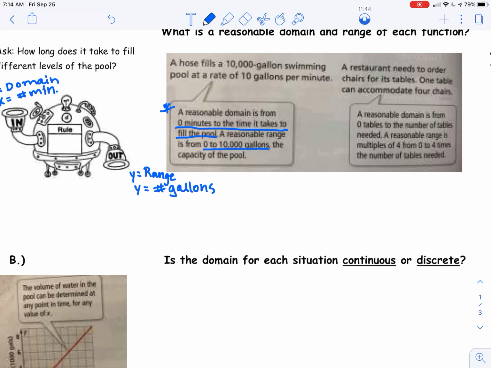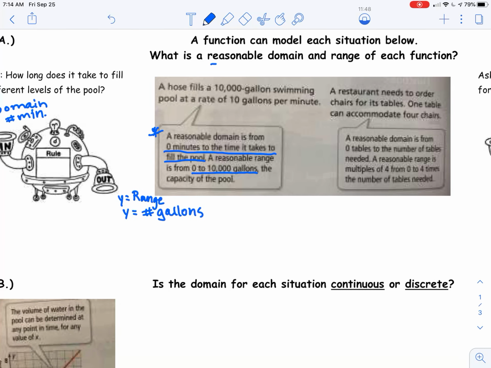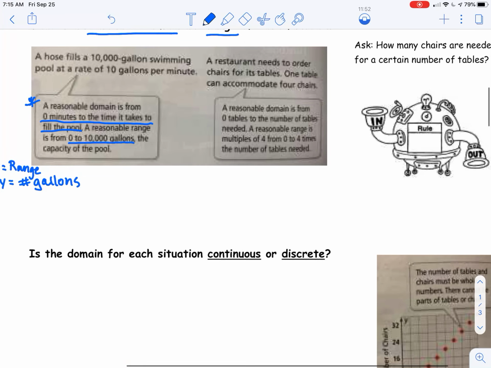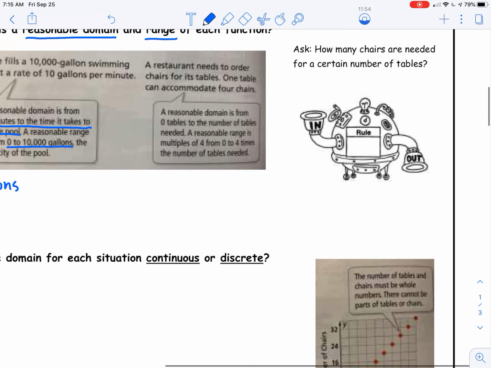What they wanted to know here was, oh yes, it did ask for the reasonable domain and the reasonable range. Okay, so let's look at the restaurant example. All right, so a restaurant needs to order chairs for its tables, and we know that one table can accommodate 4 chairs. Well, a reasonable domain is going to be starting with 0 tables.